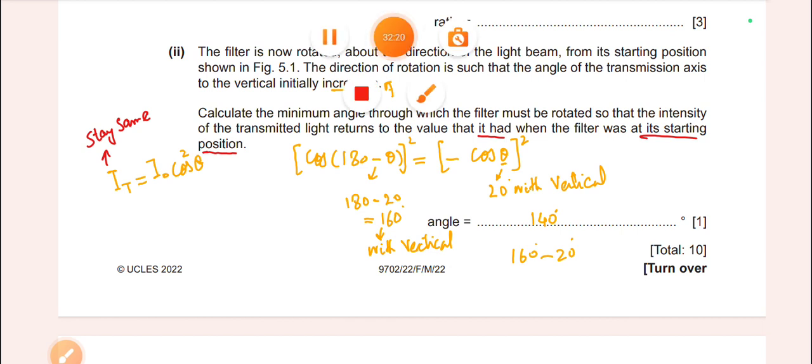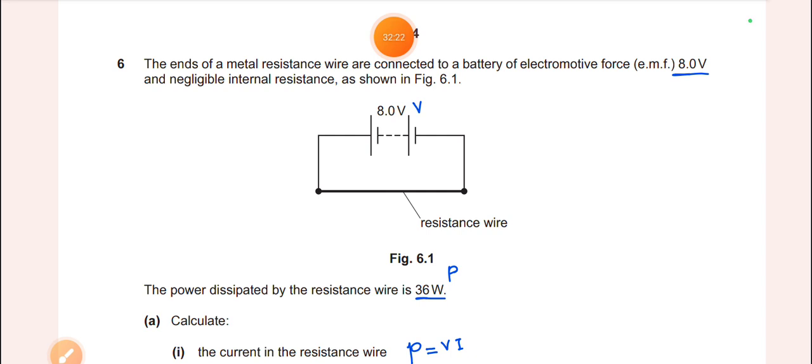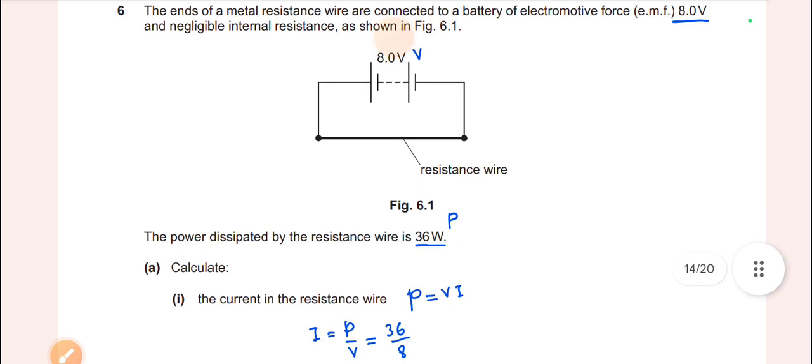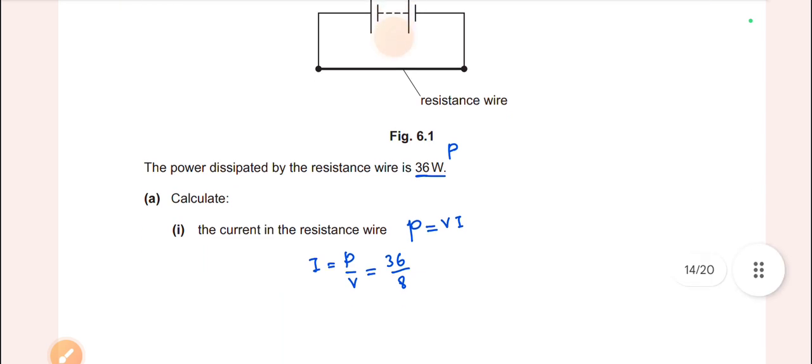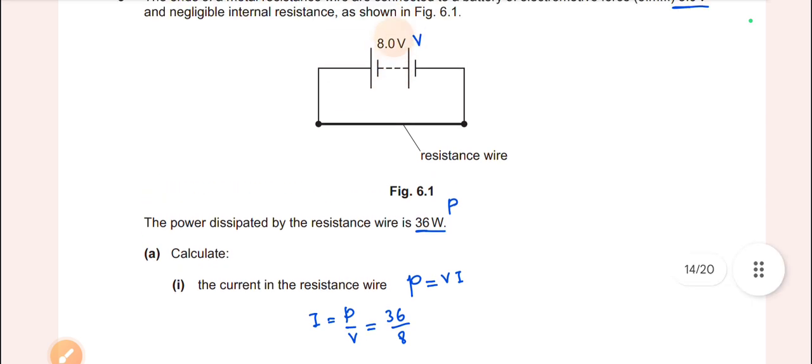Okay, wait, the question number 6. An 8-volt battery, a resistor wire, the power dissipated is 36 watt is given. The current in the resistance, it says calculate. Beta, when power is given and voltage is given, we can use the most common formula, power P is equal to VI. P is 36 watt and V is 8, divide, and you get the current in amperes.